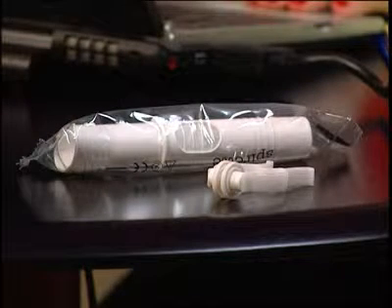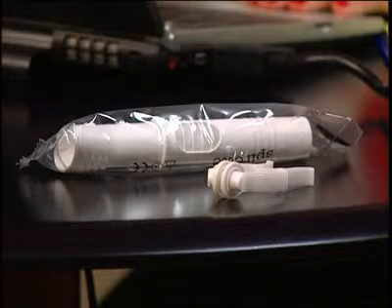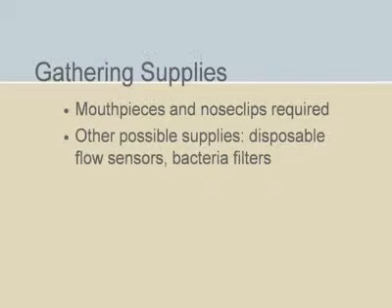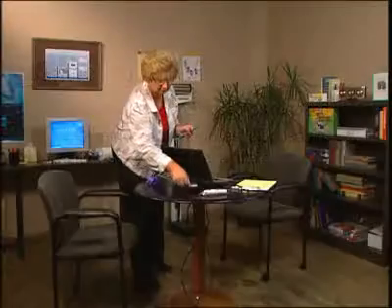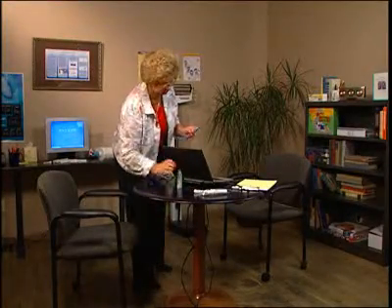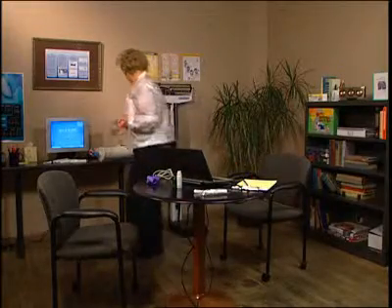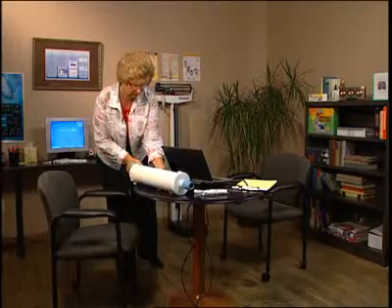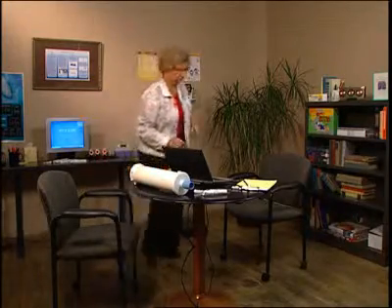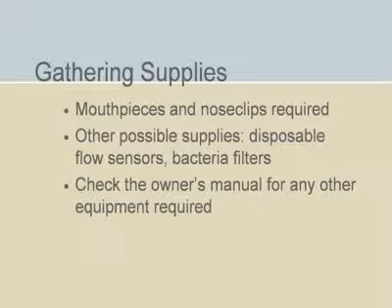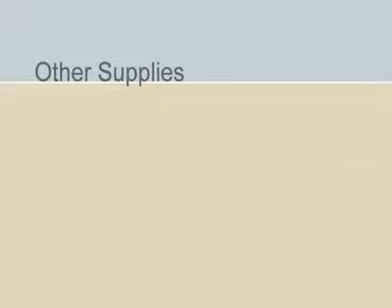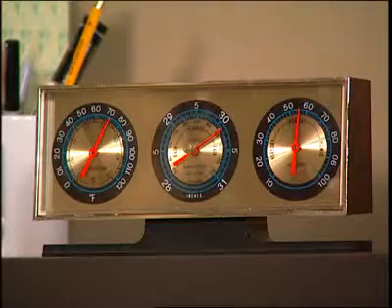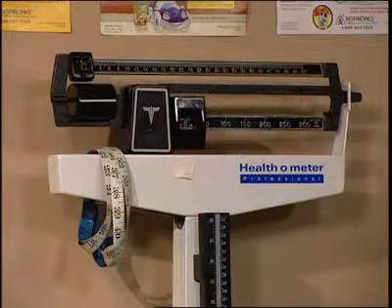Gather the supplies required to perform spirometry with your equipment. Equipment required includes mouthpieces and nose clips. Depending on your equipment, you may also need disposable flow sensors or bacteria filters. If your equipment does use disposable flow sensors or bacteria filters, they must always be changed between patients. Your spirometry device may require additional equipment. Check the owner's manual for further details. Other supplies required may be, but are not limited to, a thermometer, a barometer, scales, and a tape measure.